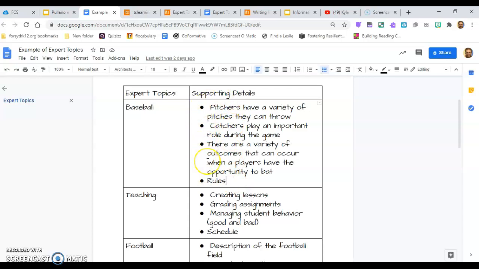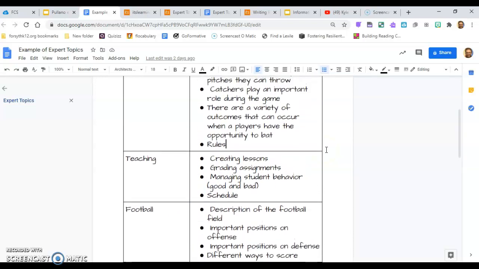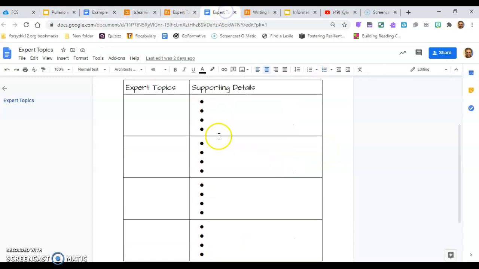about 4 parts, like for instance, teaching here, creating lessons, creating assignments, managing student behavior and the schedule. I'm not getting into writing about these things today. I'm just saying, what are some things about teaching that I know I could write a short paragraph about? Same thing with football. And so here's my example of what you're going to be doing today. And once again, yours is going to be blank.